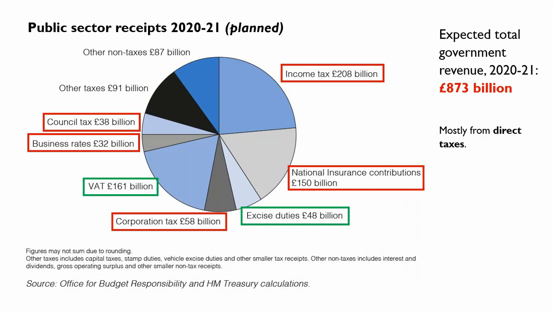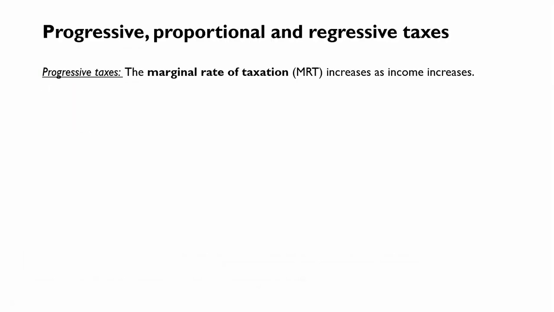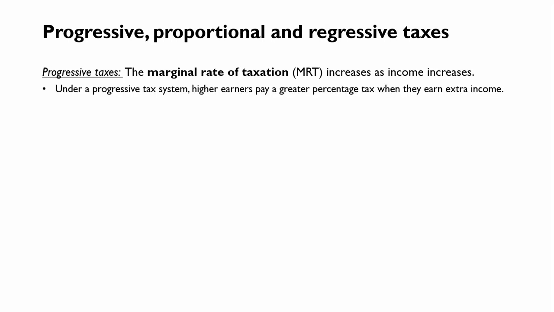Let's look in a bit more detail at different types of tax systems within a country by considering the ideas of proportional, progressive and regressive tax systems. A progressive tax is a tax where the marginal rate of taxation increases as income increases. That's a bit of a mouthful. Here's how to think about it. Under a progressive tax system, higher earners pay a greater percentage tax when they earn extra income.